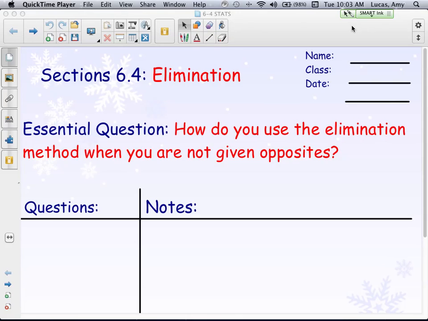Lesson 6-4, Elimination. Our essential question today is how do you use the elimination method when you are not given opposites? So in lesson 6-3, we were given opposites right away, or we were given terms like 2x and then 2x where they were almost opposites. So today we're going to extend that a little bit further.